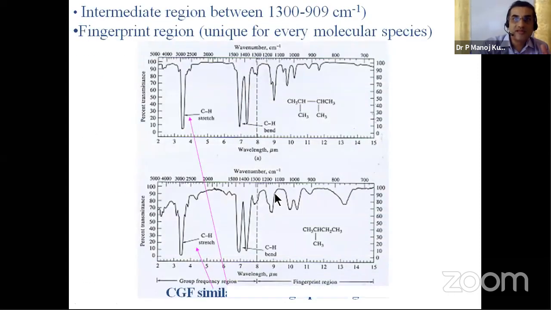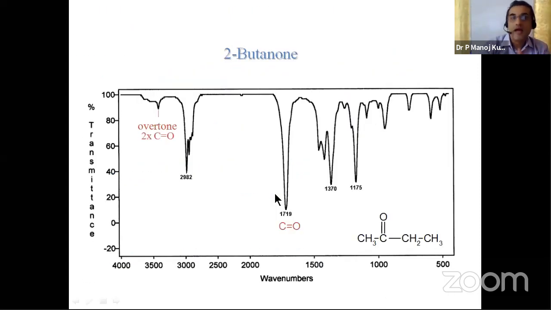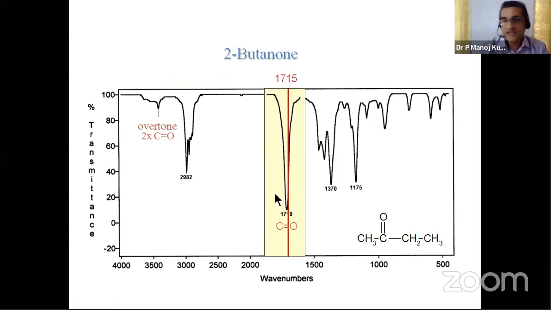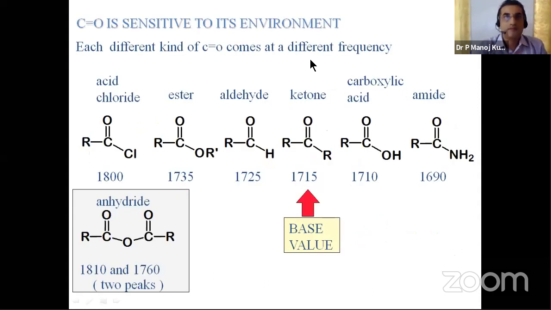I'm going back to my slide again. See here, I've got a ketone. And what about the base value, 1715? See the characteristic nature of this particular peak. It is the strongest peak, the most intense peak you can see in the spectrum. You can never miss this band. And not only that, if you take the left and the right portion of the spectrum, it occurs right in the middle of the spectrum. So you cannot miss this band. So first go for checking whether your compound contains a C double bond O group or not. Next one.